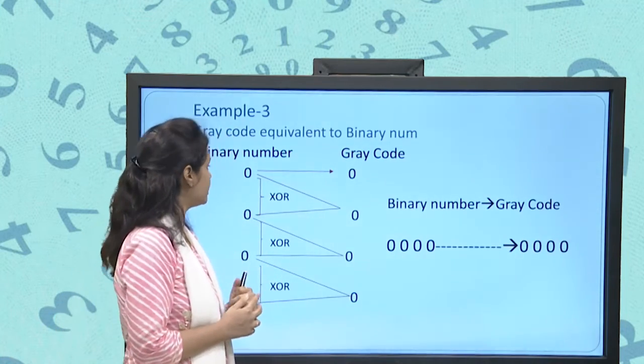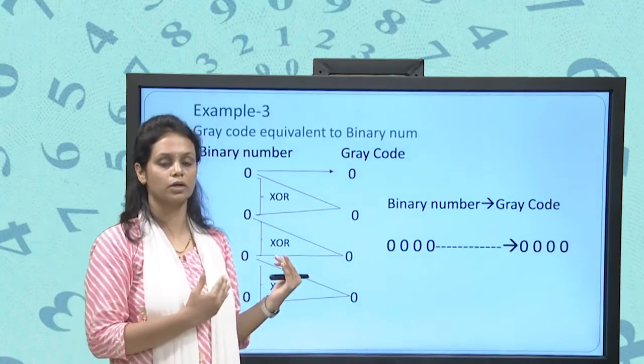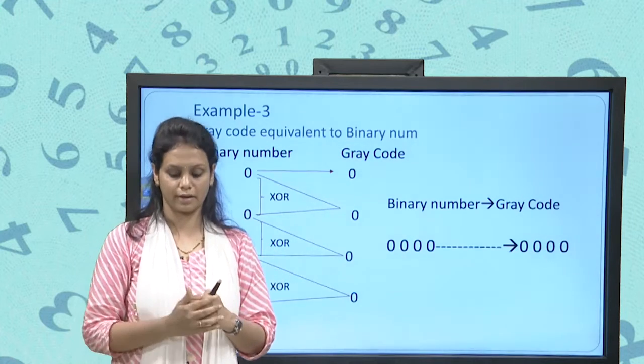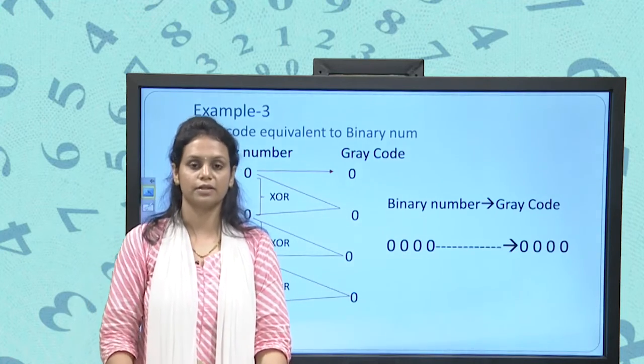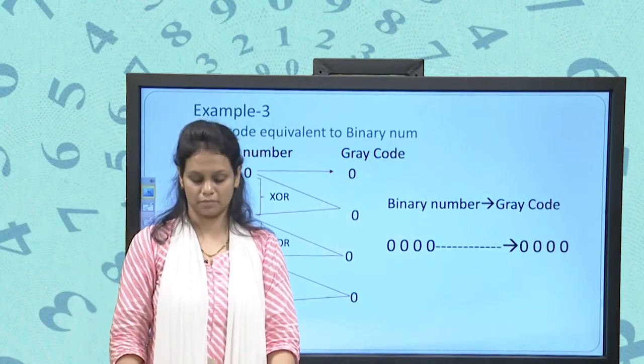We have also seen the example of the gray code, that means how to convert a binary number to the gray code. Fine. In the next lecture, we will see the introduction of the logical gates.